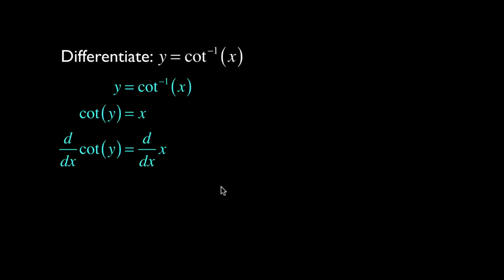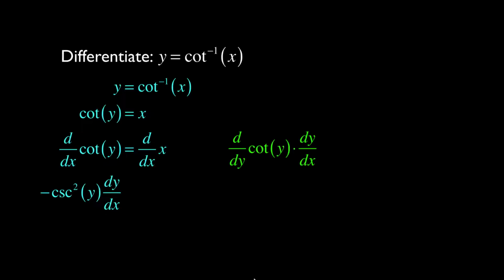From implicit differentiation, we know that we must first differentiate the cotangent y function with respect to y and then multiply by dy by dx. So on the left-hand side, the derivative of cotangent y with respect to y is negative cosecant squared y. And then I multiply by dy by dx. On the right-hand side, the derivative of x with respect to x, well, that's just a constant, 1.